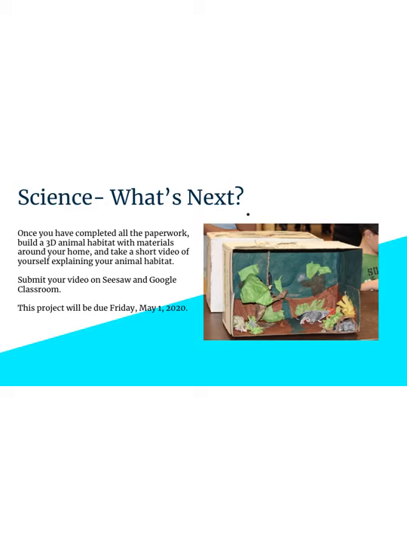You will take a short video of yourself explaining your animal habitat, like what animal it's for and what you've included in there to make it kind of like the home that animal would have come from in the wild. You'll submit those videos on Seesaw and Google Classroom. I'm going to do both. I'd like them on Seesaw so that your peers, your classmates, can see them, and then Google Classroom for me to grade. This project, the 3-dimensional model, will be due May 1st.